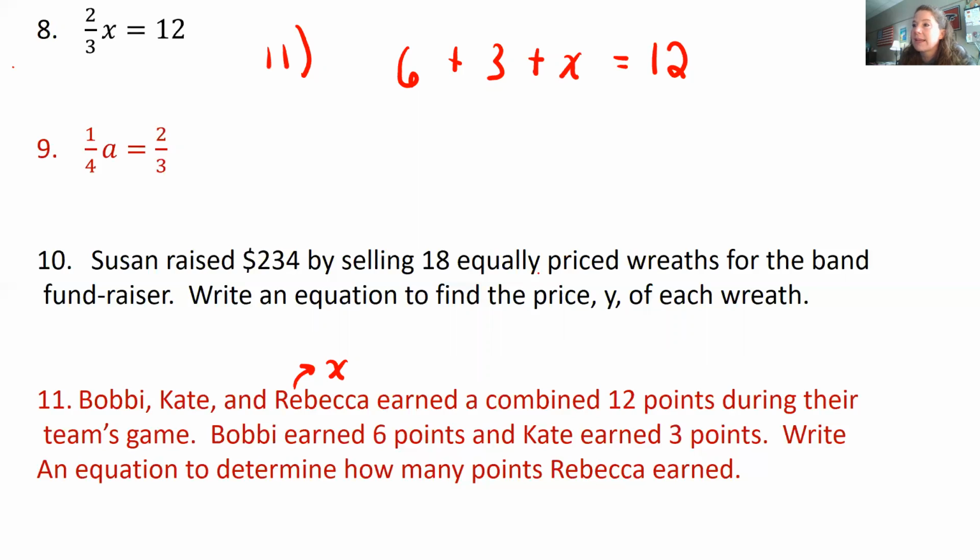So we can simplify that equation because we have two constants, so we can add those constants. 6 plus 3 is 9. 9 plus x is 12. So that would be our equation. If we wanted to solve our equation, we would subtract both sides by 9, and we would know that the answer is 3. Rebecca and Kate both scored 3 points.